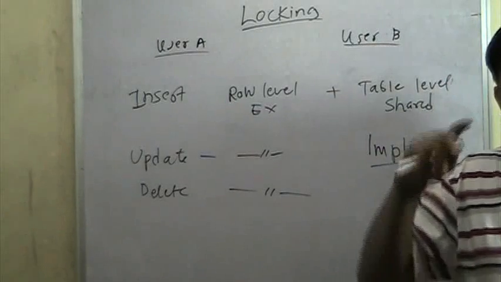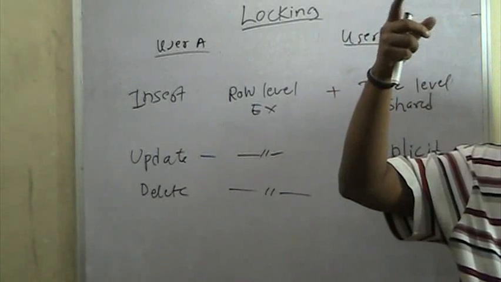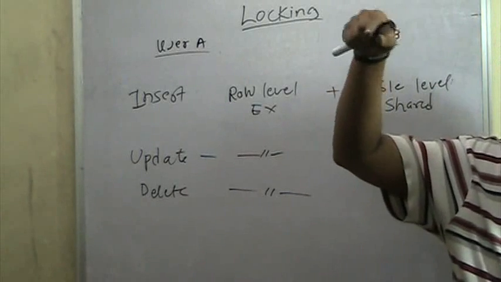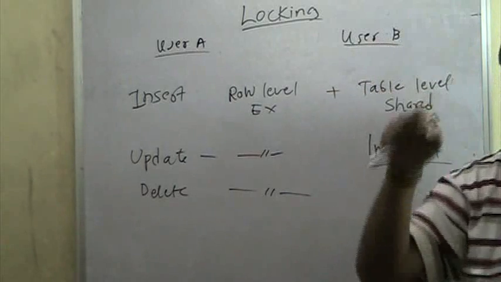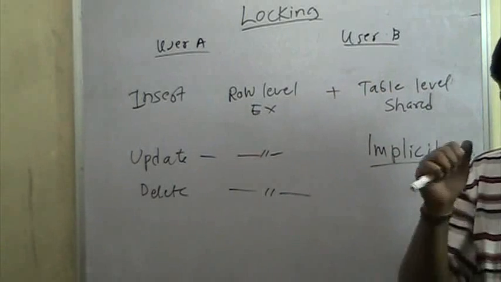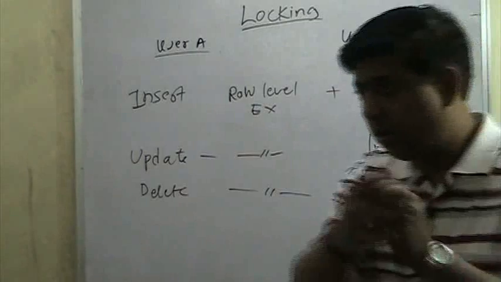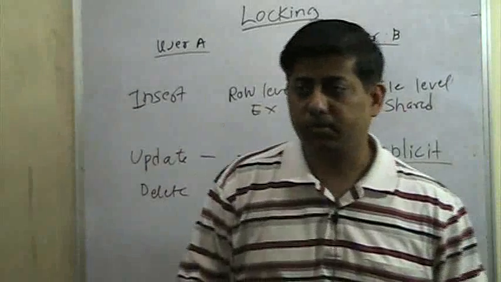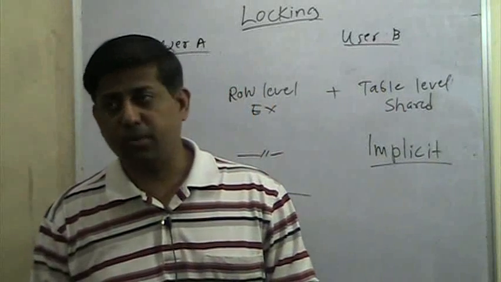So, why is dropping a table a crazy thing? Because dropping a table requires an exclusive lock at the table level. If I want to drop a table, nobody should be doing anything on that table.